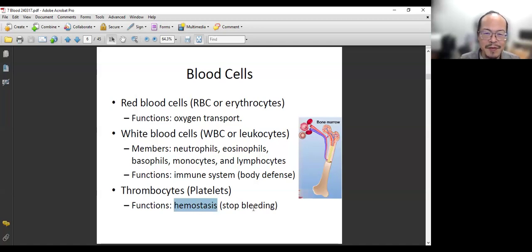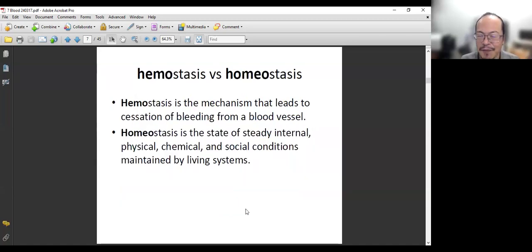Before really talking about that, I just want to remind you that it's different from homeostasis, okay? Because in my earlier lecture, people asked me about that. It sounds so similar, but it's not the same. Hemostasis is the one that we talk about right now, the process to stop bleeding, cessation of bleeding from the blood vessel. Hemo means blood. It's not home, right?